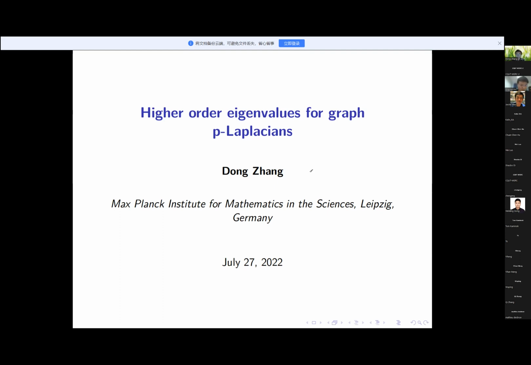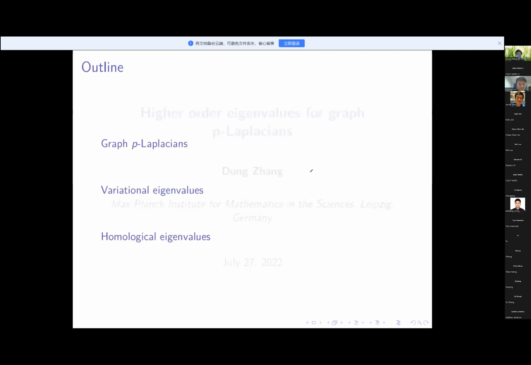It's my great pleasure to give a talk in the conference. I would like to talk about higher order eigenvalues for graph p-Laplacians. Here's the outline. In the first part, I will introduce the graph p-Laplacians and discuss some basic properties for the spectrum. In the second part, I shall present further results on the min-max eigenvalues with particular interest in the relationship between variational spectrum and multi-way Cheeger constants. And in the last part, I shall focus on the homological eigenvalues of p-Laplacian.